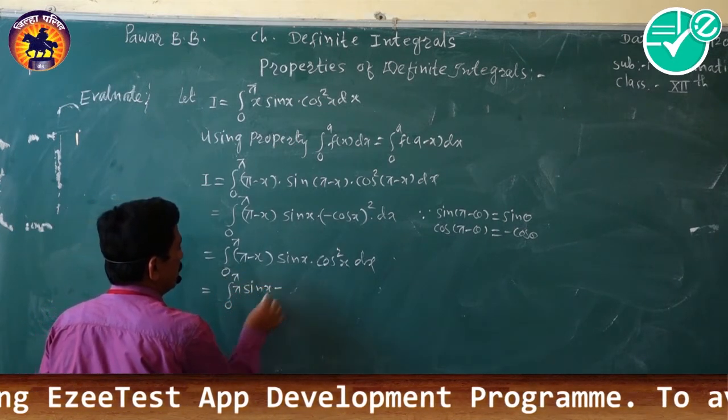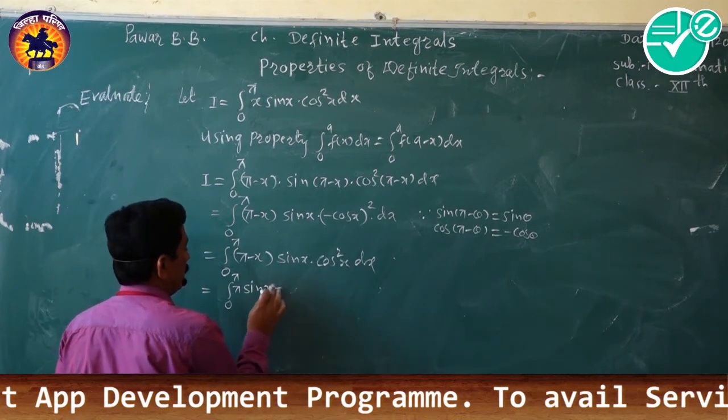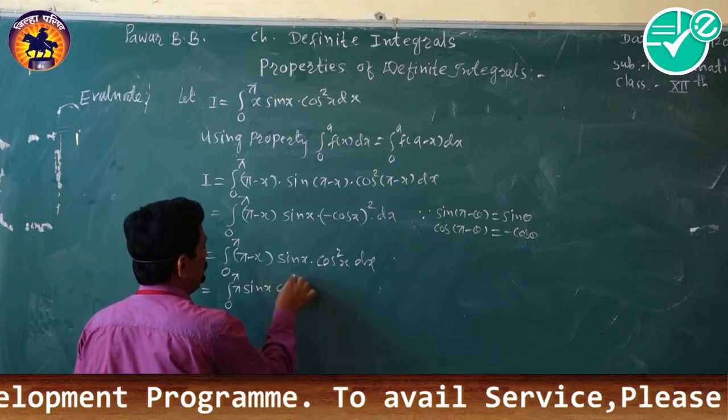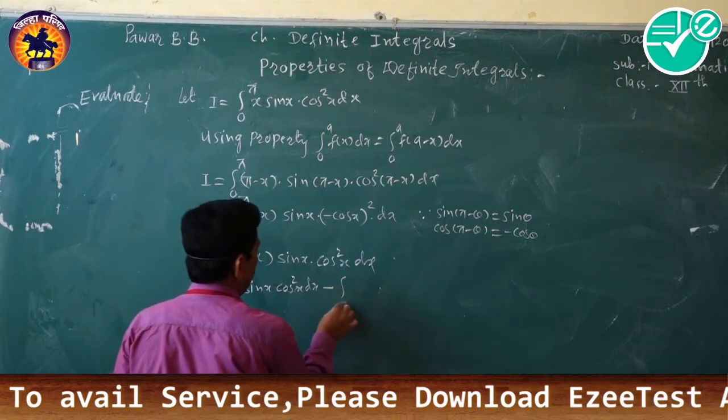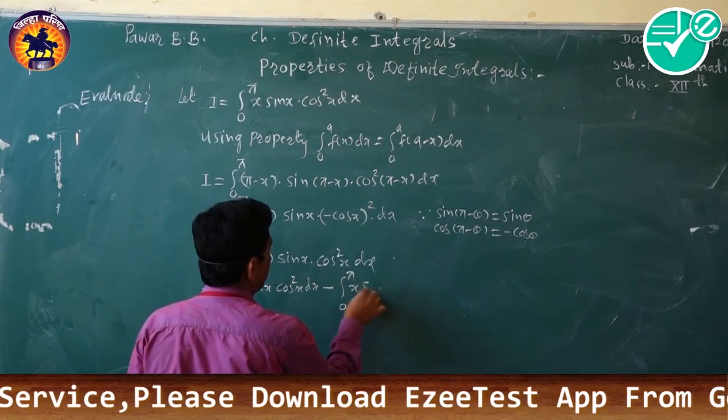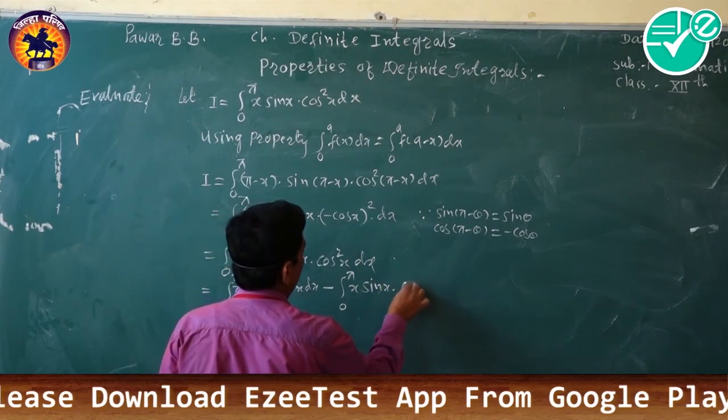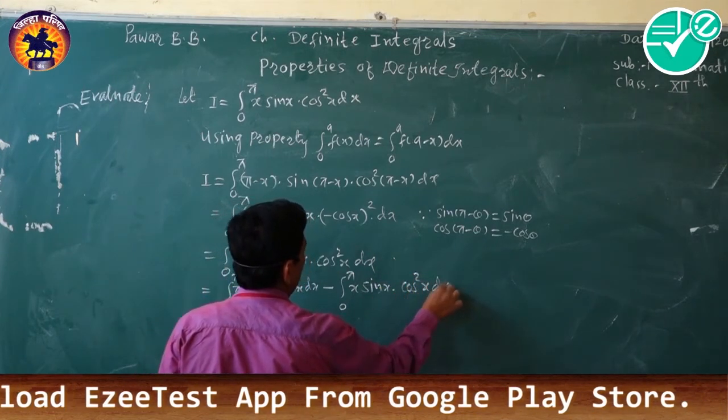integration from 0 to pi of pi sin x cos square x dx minus integration from 0 to pi x sin x into cos square x dx.